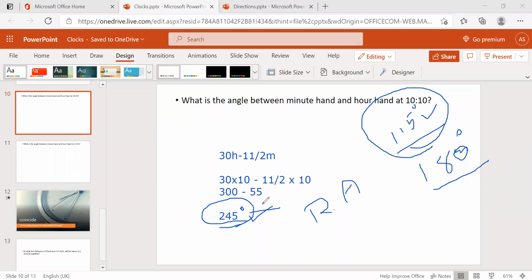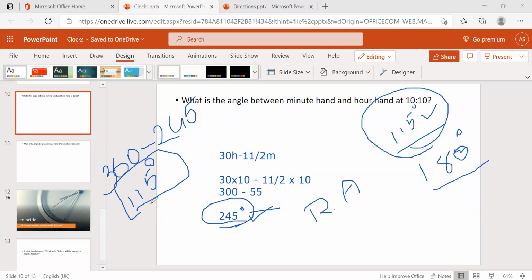Suppose you got 245, then what do we have to do? This is a reflex angle, I said. So just subtract from 360. 360 minus 245. What is this? 115. We'll get the exact answer. This is the exact answer, but this one is a reflex angle.